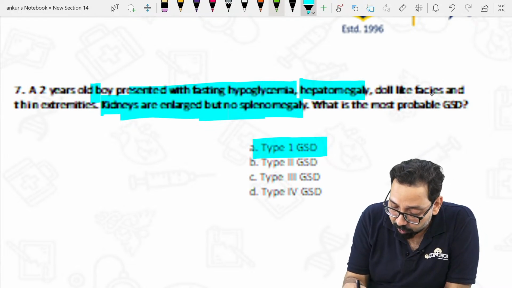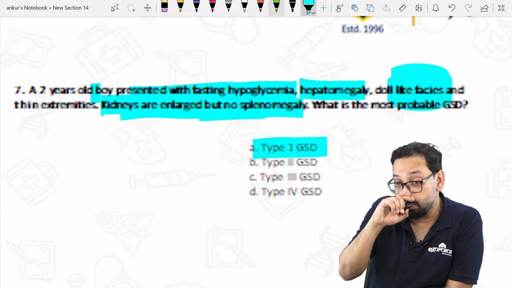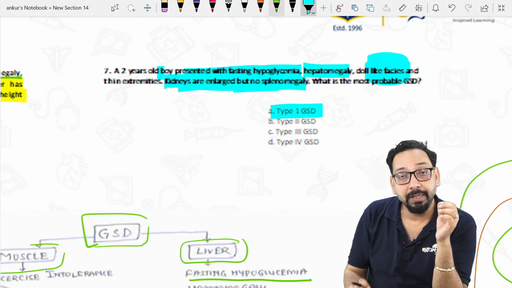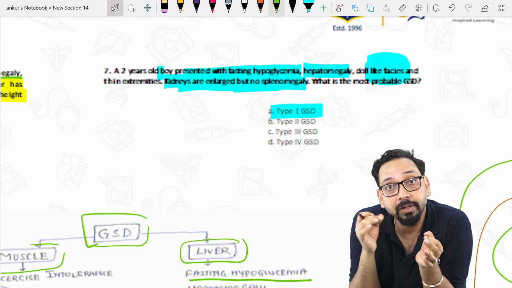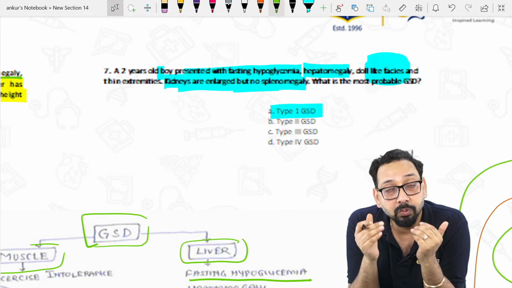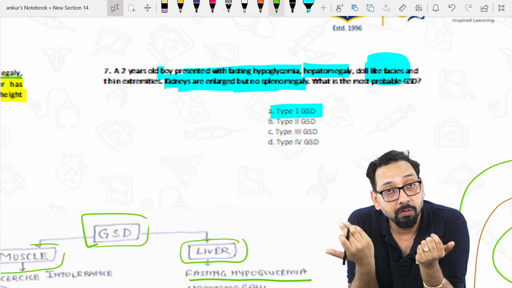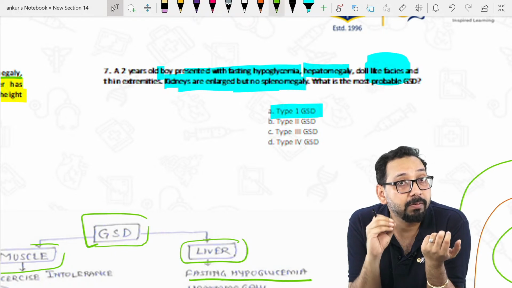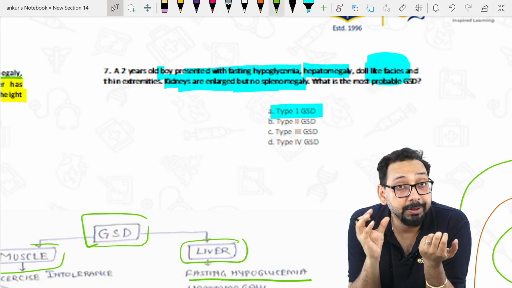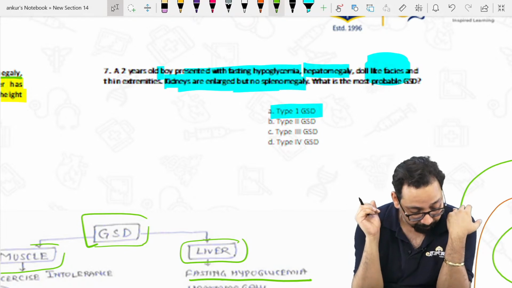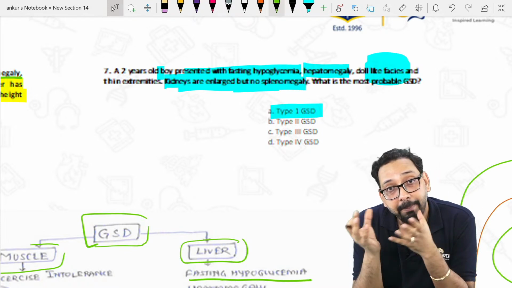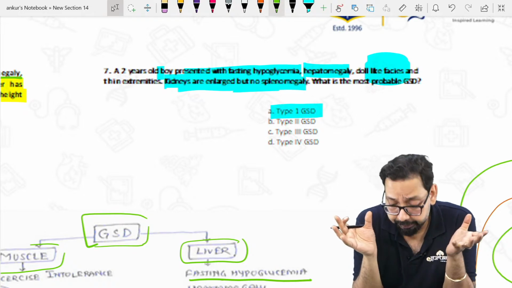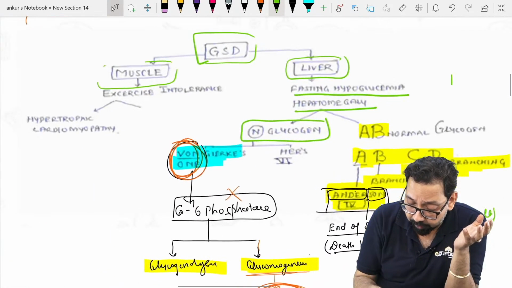Definitely, doll-like face is quite common. Sometimes you will find that in von Gierke's disease there is severe hypoglycemia, but you can't make the diagnosis of von Gierke's disease by the words severe hypoglycemia. You must be a little more specific. These are called keywords, catching points. When we discuss in medicine, you will see these key points are quite specific for solving long clinical questions. So von Gierke's disease.